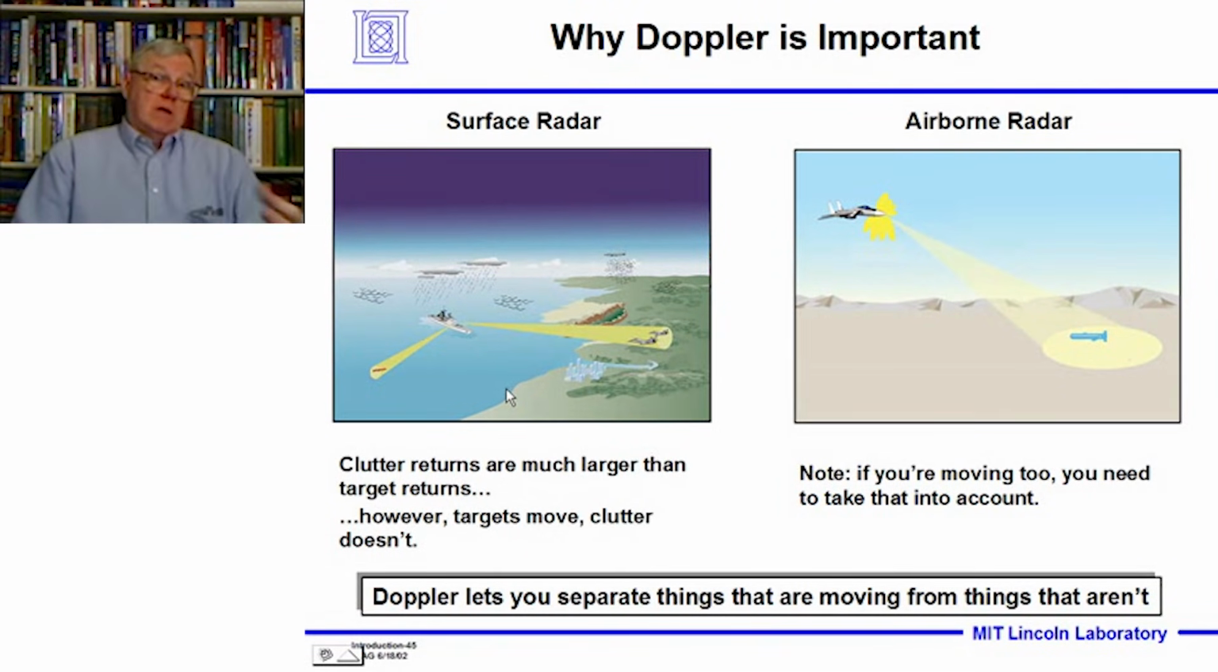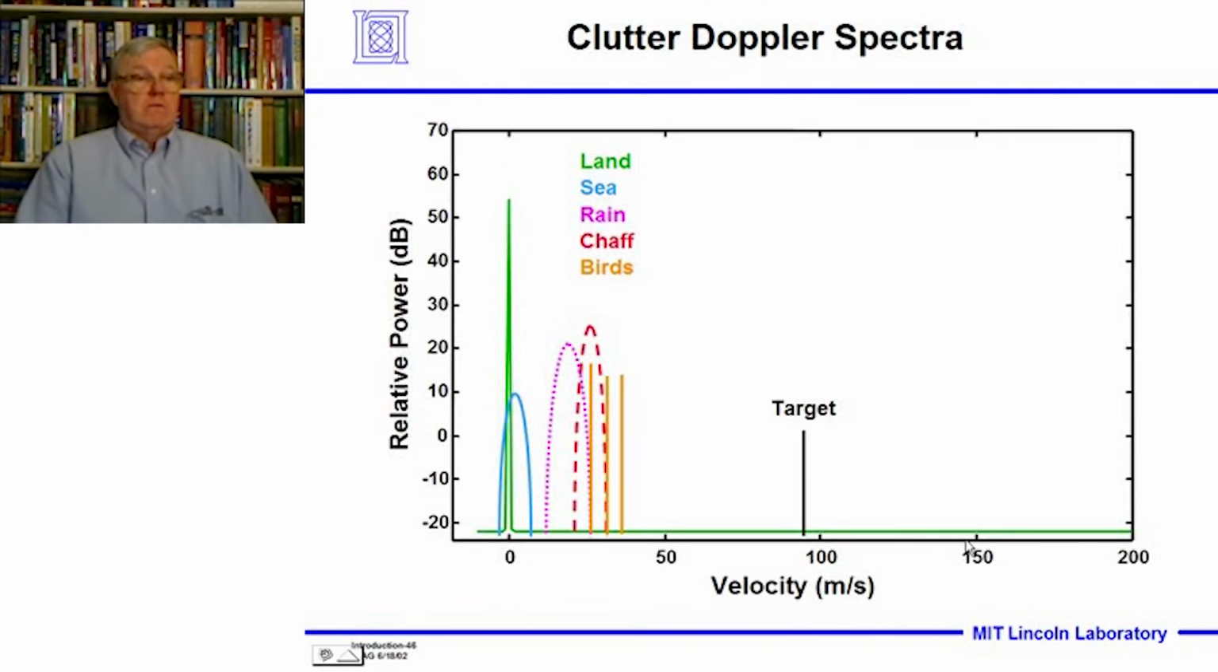We're not interested in them. If we're looking for aircraft, we're going to want to reject them, and we're going to do that using the Doppler effect. Okay? Particularly if we have an airborne radar that's looking down at a target on the ground, you've got to take into account the fact that both the radar and the target are moving, and that's going to make the situation very complicated. But Doppler lets you separate things that are moving from things that aren't. That's the message I want to leave you with.